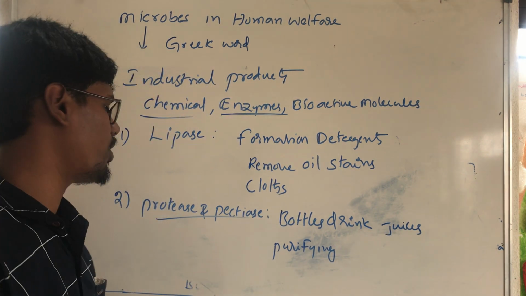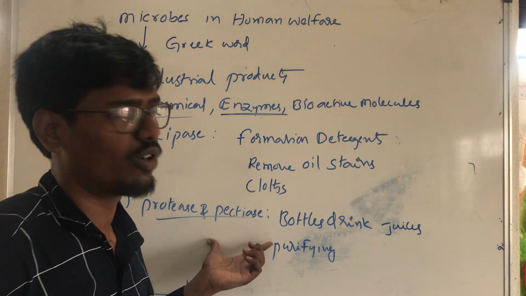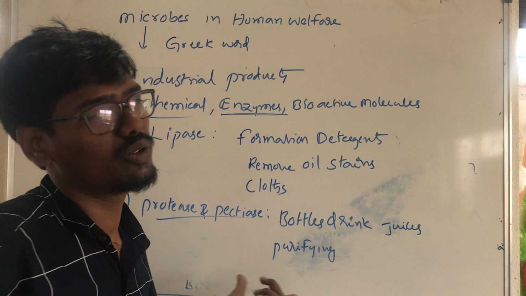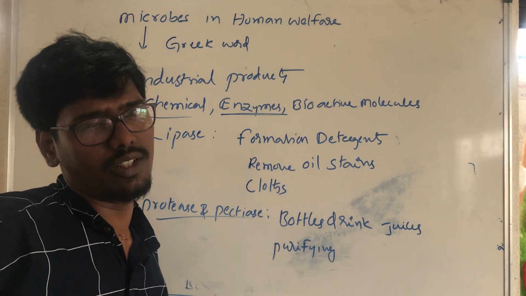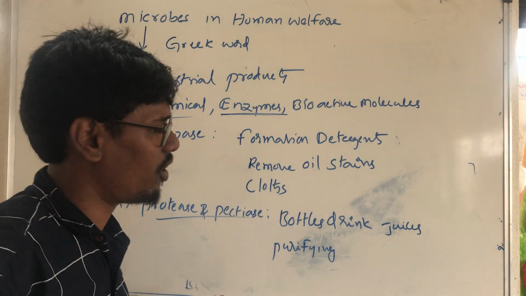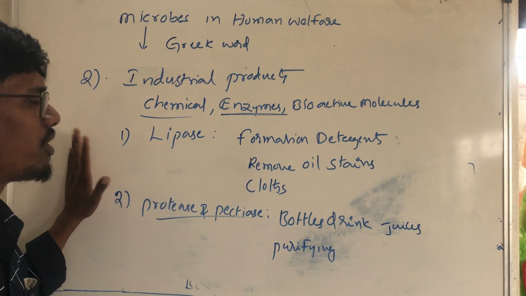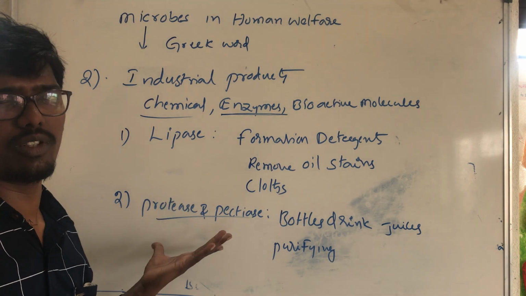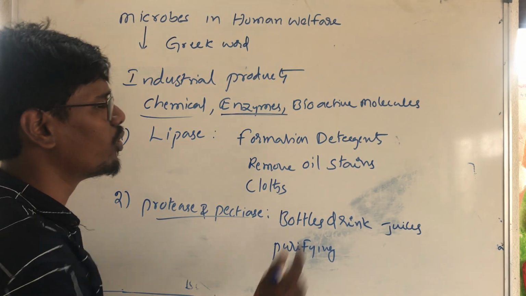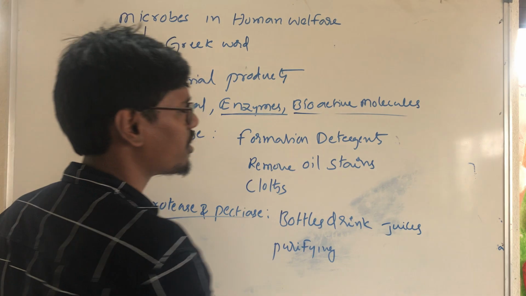Proteases and pectinases are useful for bottled drink juices, to purify them and to store them for many days. These are the enzymes. Next, coming to bioactive molecules.